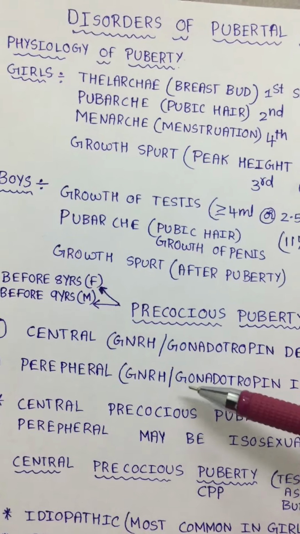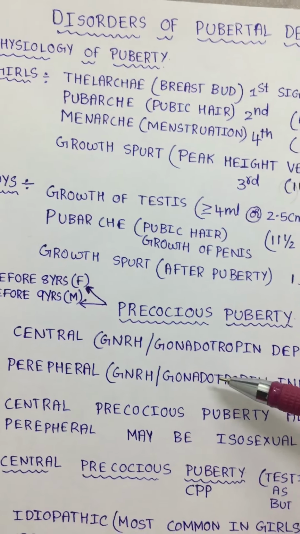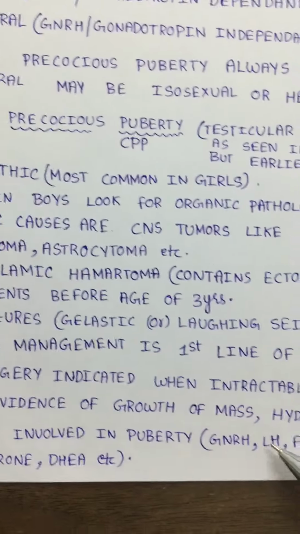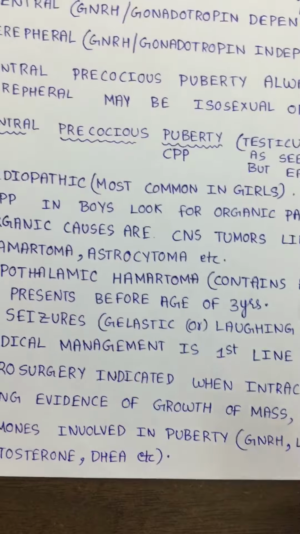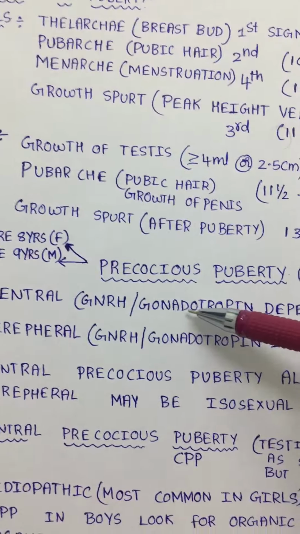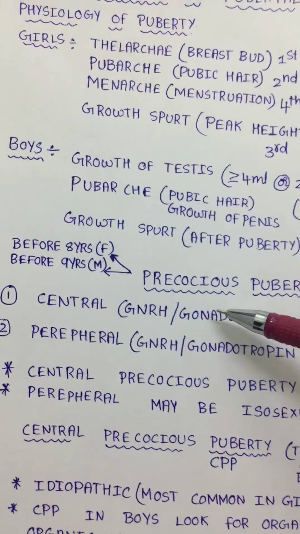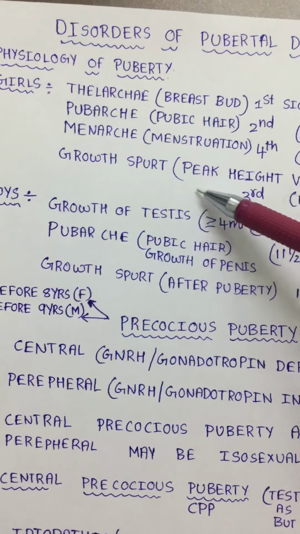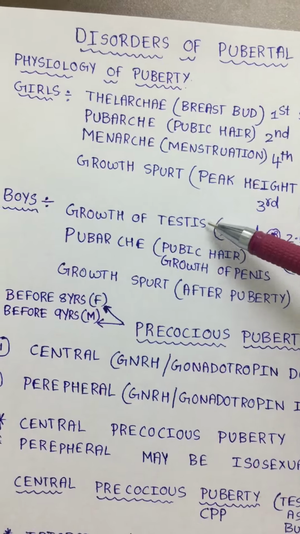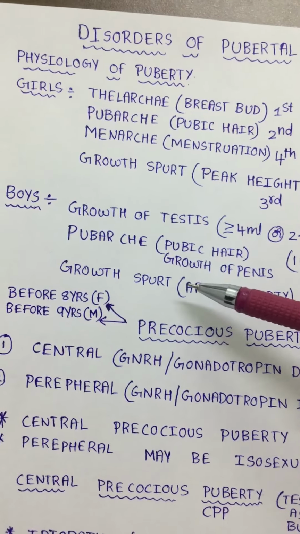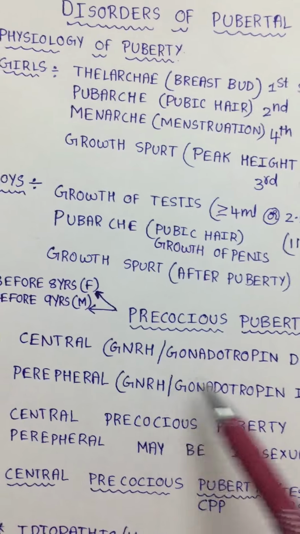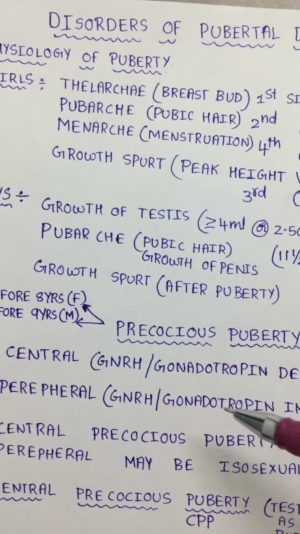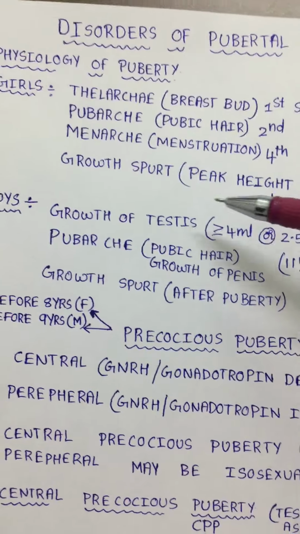Whereas in peripheral, it is not gonadotropin dependent; gonadotropins are not in excess. We have seen the hormones here: GnRH, LH, FSH, estrogen and testosterone. In gonadotropin dependent, GnRH, FSH and LH are high, which helps in the growth of the testes, so the stages of puberty follow the normal order. But in peripheral, gonadotropins are not high. They are suppressed, not released at all, so growth of the testes will not occur.